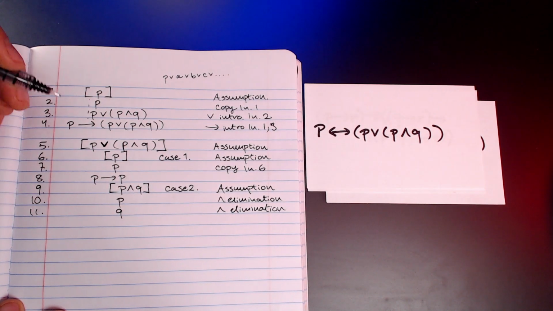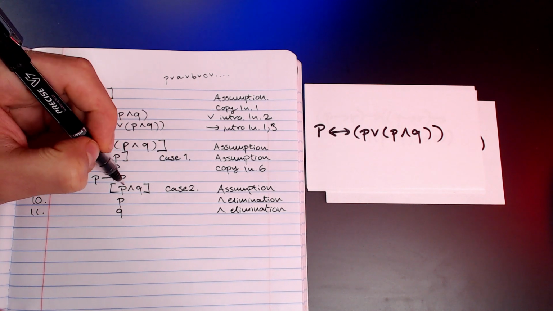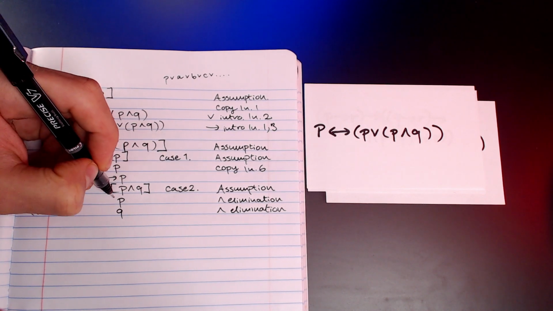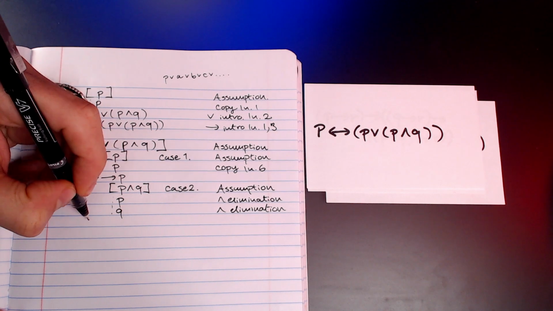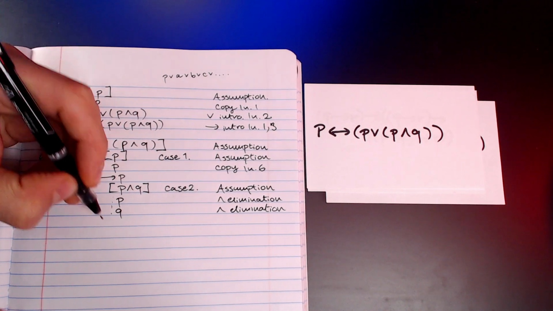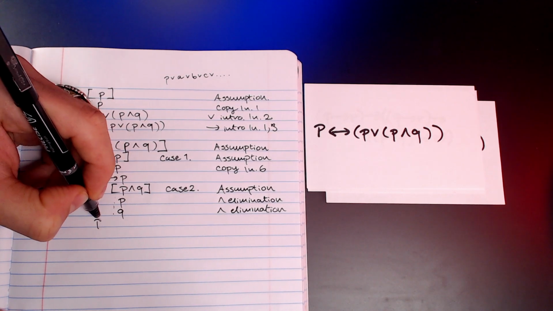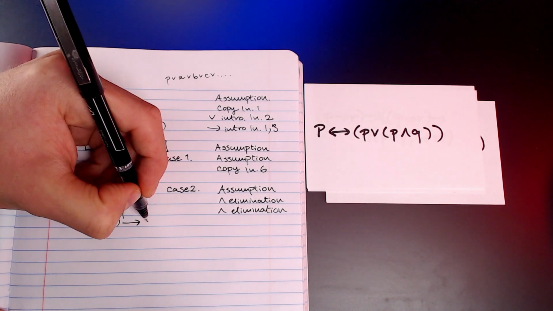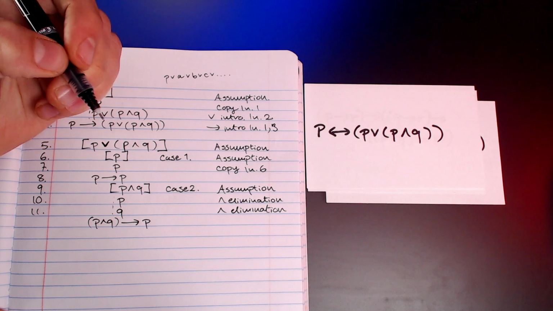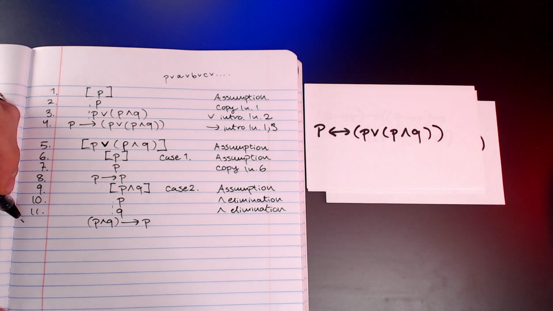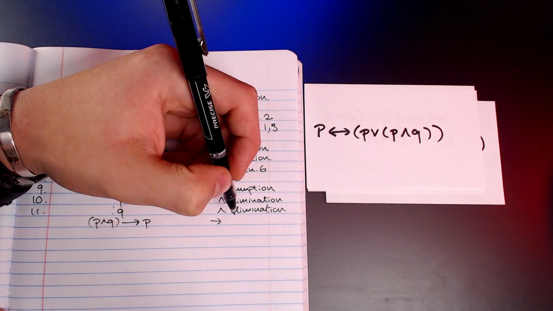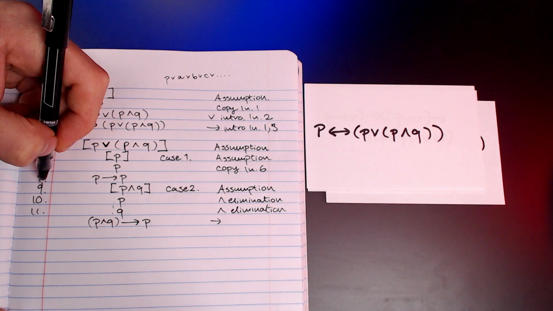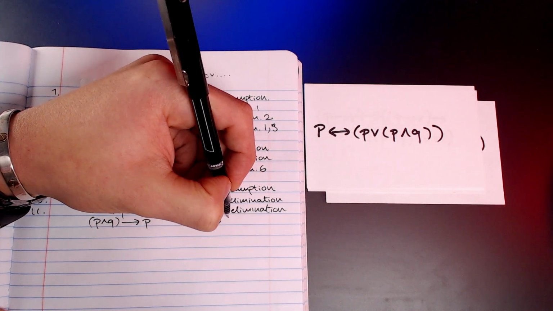Okay. So if P and Q is true, we don't really need this Q part. We know that if P and Q were true, it would imply that P is true. So that's conditional introduction, line 9 and 10.